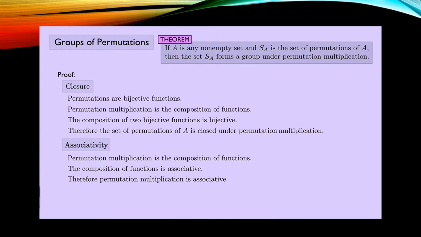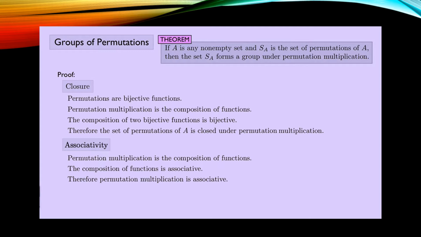We have the group properties. So we have here the theorem and the proof of the four properties, which are closure, associativity, identity, and inverses. So let's have first the theorem. If A is any non-empty set and S sub A is the set of permutations of A, then S sub A forms a group under permutation multiplication. So the proof: first is the closure.